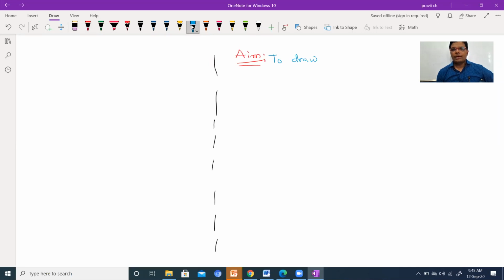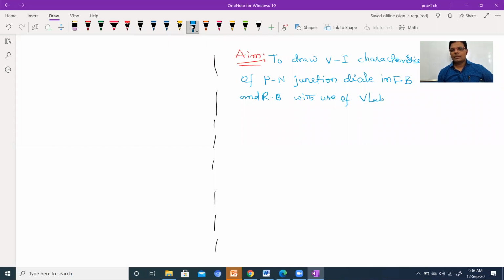To draw VI characteristics of PN junction diode in forward bias and reverse bias with the use of virtual labs or Multisim software, with the use of VLabs or Multisim tool. Next, components required.